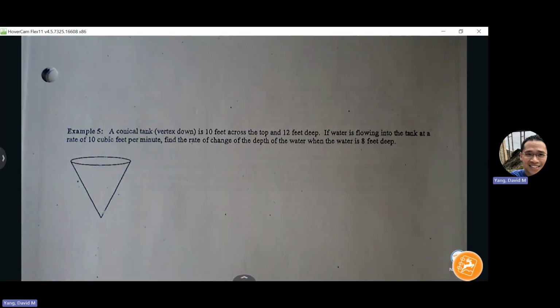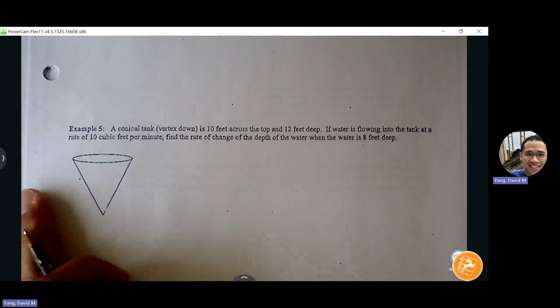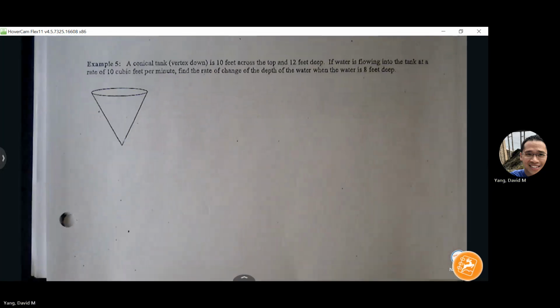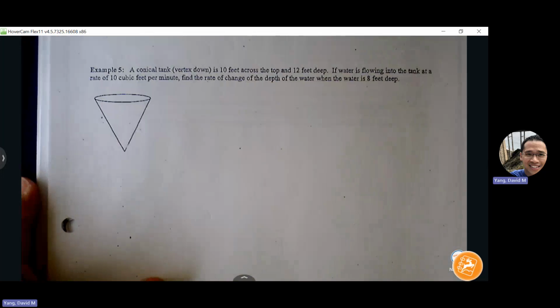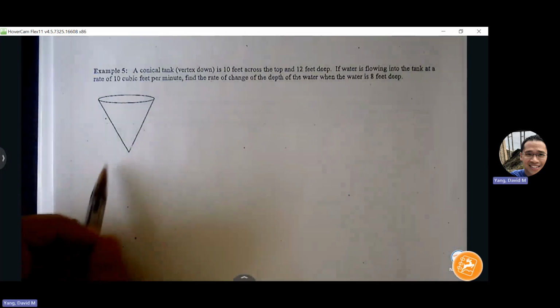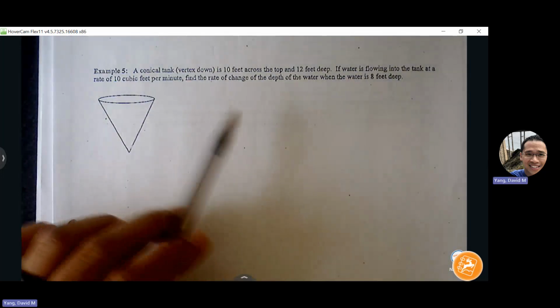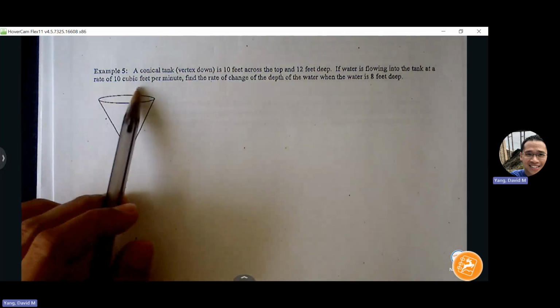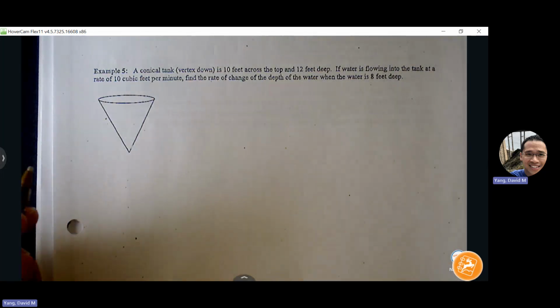First time through, we're just going to try and follow along. And hopefully by the second and third time, we'll get more comfortable with the way it's required to set this up. Okay, so we have a conical tank, vertex down, 10 feet across and 12 feet deep. If water is flowing into the tank at a rate of 10 cubic feet per minute, find the rate of change of the depth of water when the water is 8 feet deep.